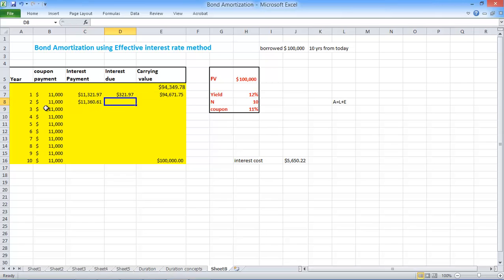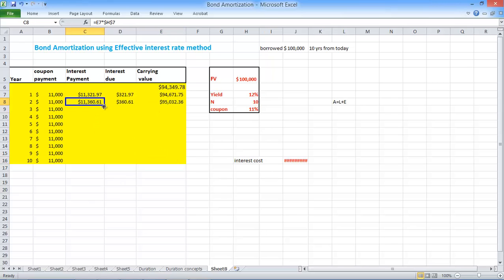and the coupon payment is 11,000, but, no, sorry, yeah, the interest expense is 11,360, but you're only paying 11,000. So again, you have some balance over here. This is your balance, and it gets added to your book value because you did not pay this.